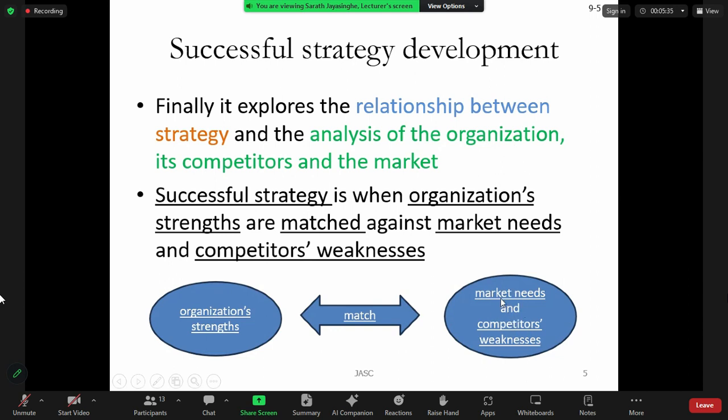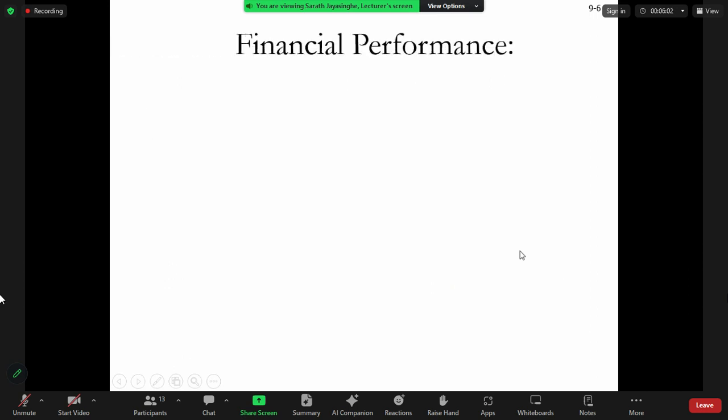Market needs mean opportunities for us. Then competitors' weaknesses are also there. So we have to think about these needs as well as the weaknesses of competitors. Then we can match them with the organization's or company's strengths. Then we can develop new effective strategies. So to do this, we have to understand some financial performance.